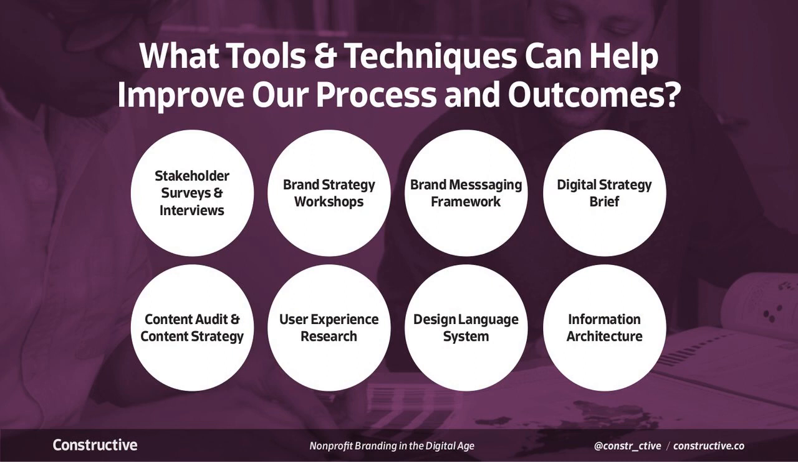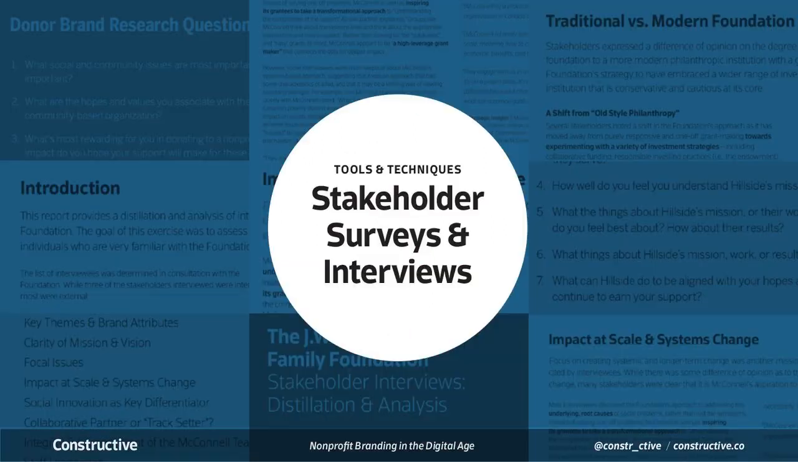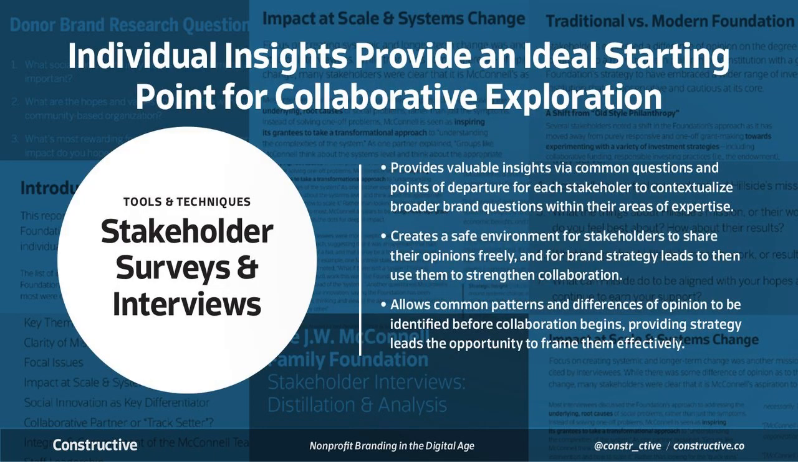So now we'll go quickly through 8 tools and techniques here that can help improve our process and outcomes. There are a lot more that go into this, but I'd like to share some that I think are really important and that go from the beginning of when you start doing intake into executing. And so the first are stakeholder surveys and interviews. It's a common research process. And for us, the reason we do stakeholder surveys and interviews individually is that individual insights provide an ideal starting point for collaborative exploration.